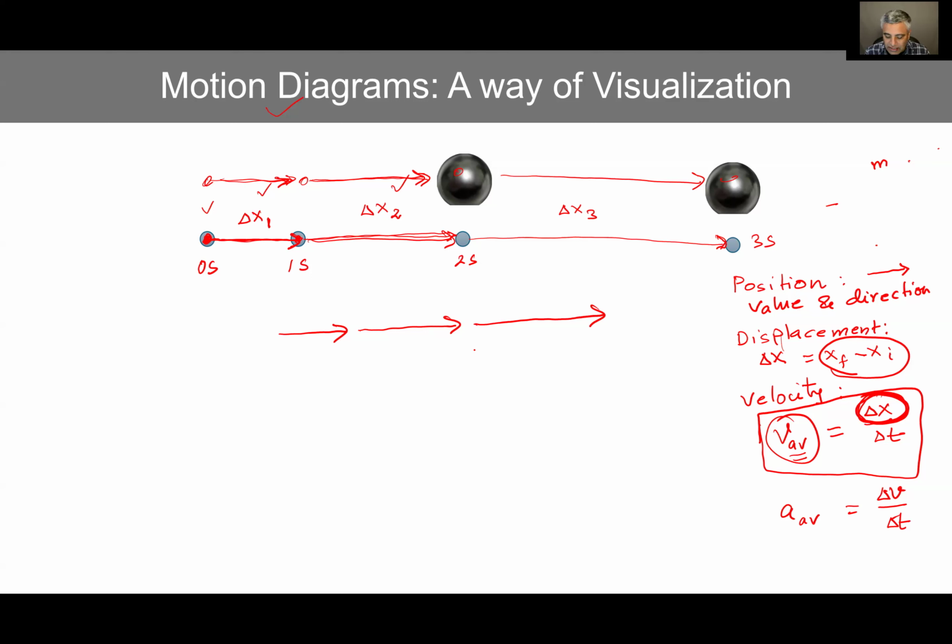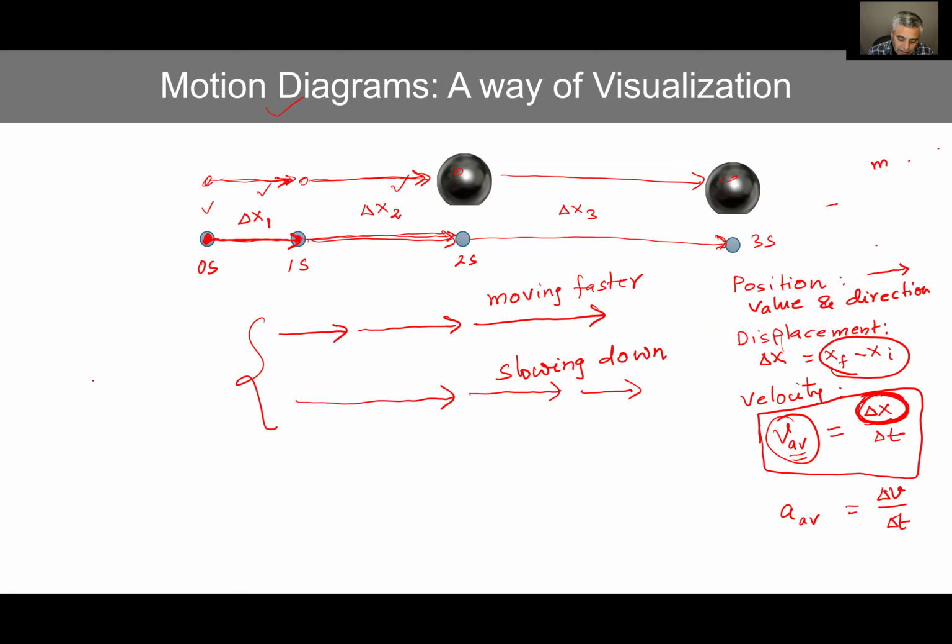Even when these arrows get shorter and shorter. So we may have something like that. At the beginning, it may be moving faster. And then now slowing down. Okay, moving faster. Slowing down. Both cases, object is accelerating. Why? Because velocity is changing. Velocity changing means it's accelerating.